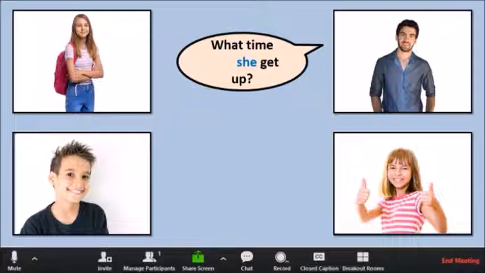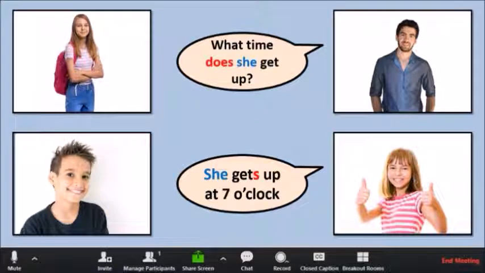Muy bien. Y ahora presten mucha atención. Porque como estamos cambiando el sujeto, en lugar de decir you, estamos diciendo she. En lugar de usar do para armar nuestra pregunta, vamos a usar does. What time does she get up? What time does she get up? And you say, she gets up at 7 o'clock.